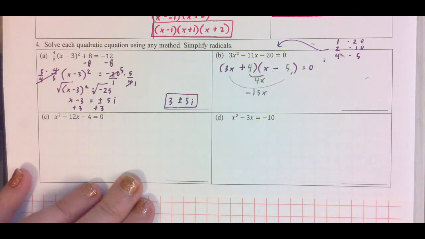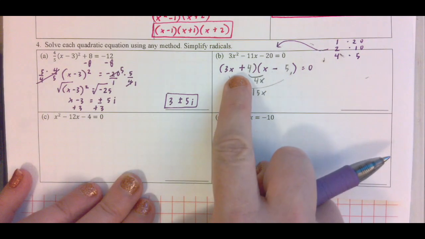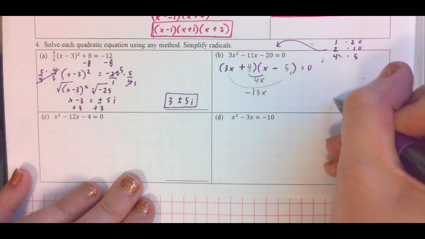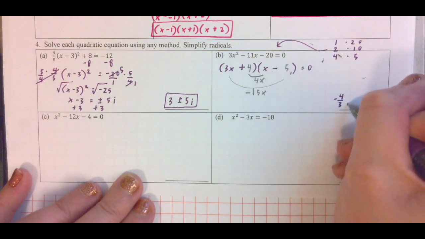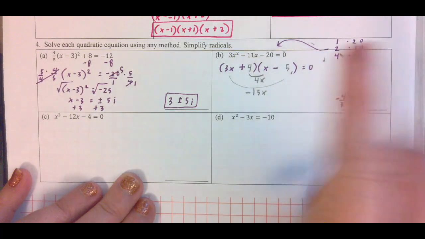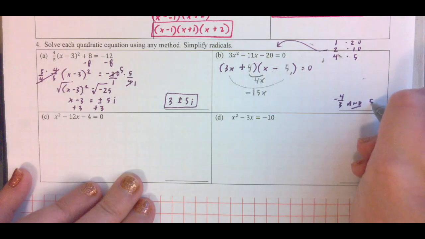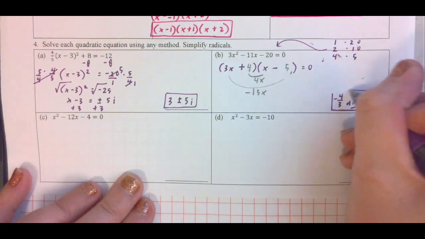But it helps to kind of sort through your options to see which one makes sense. Okay, if I set this equal to 0 and I solve, I get that x is equal to negative 4 over 3. Set this one equal to 0 and solve, I would get that x equals 5. Two solutions right there.